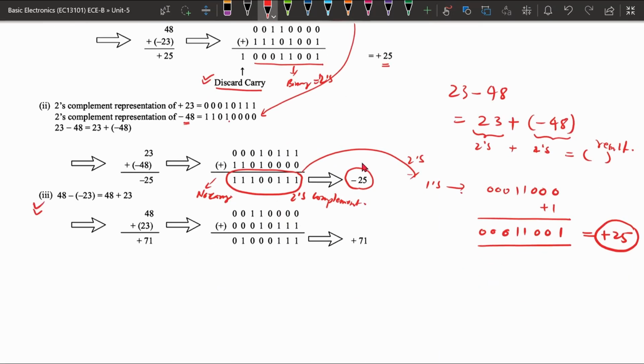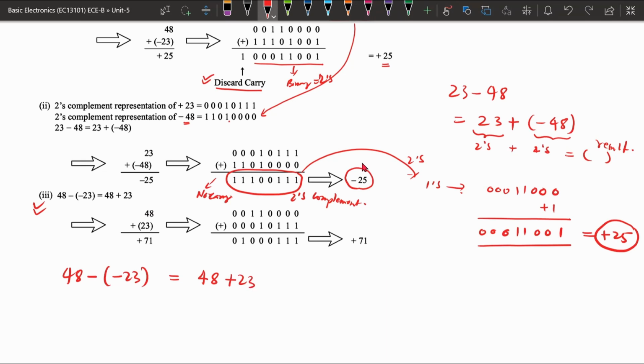For the next example, we need to perform 48 minus 23. We can proceed by removing the minus sign: minus minus becomes a positive 23. So now it is a normal addition.